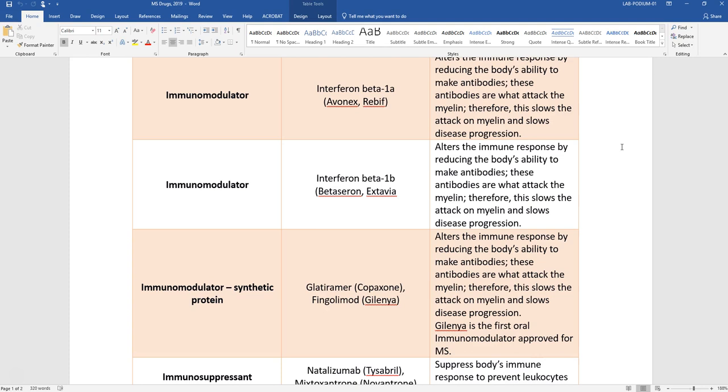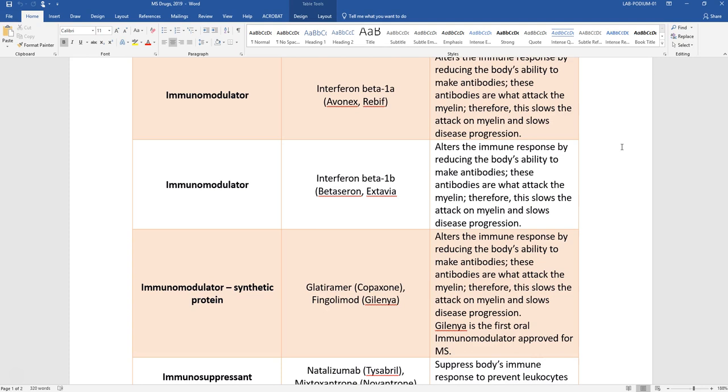Interferon, look what I got in my hand. Interferon becomes one of the medications that we give the patients. It is an immunomodulator. Interferon is one of those important medications. What do you think it does? What does it do? It prevents that demyelination of the myelin sheaths. That's what it does.